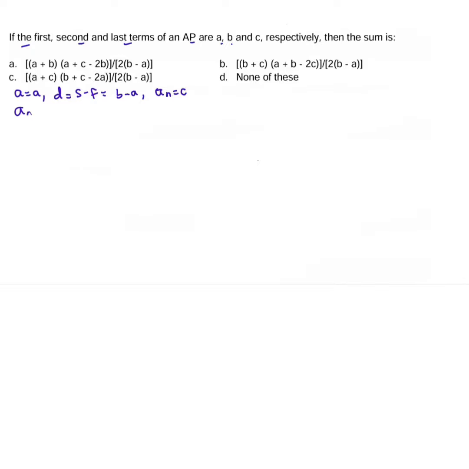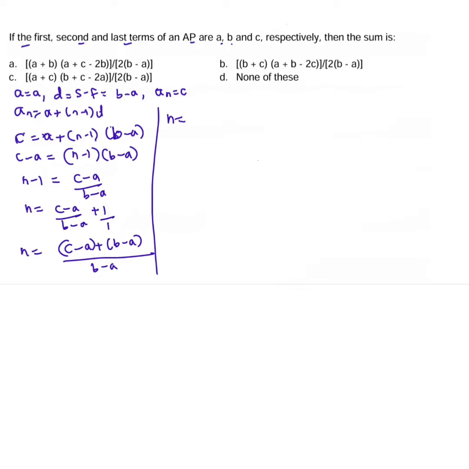Therefore you have an equals a plus n minus 1 into d. An is C, equals A itself plus n minus 1, and d is B minus A. So now if this A goes to the other side, it becomes C minus A equals n minus 1 into B minus A. So now we want the nth term.